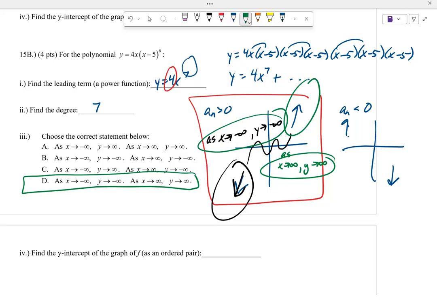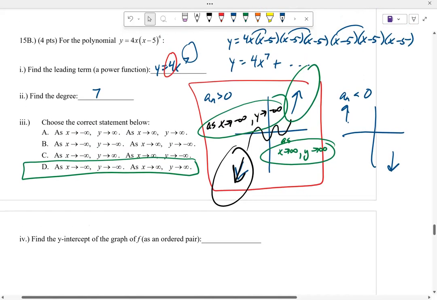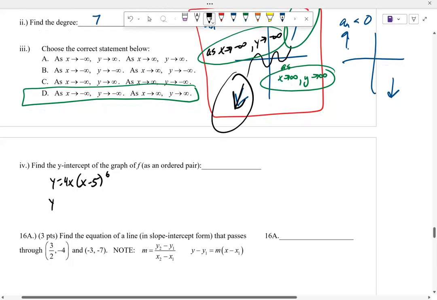All right, part 4 here. Find the y-intercept of the graph. Well, the y-intercept would be, let me go ahead and write this, y equals 4x times x minus 5 to the 6. The y-intercept is where your x value is 0.